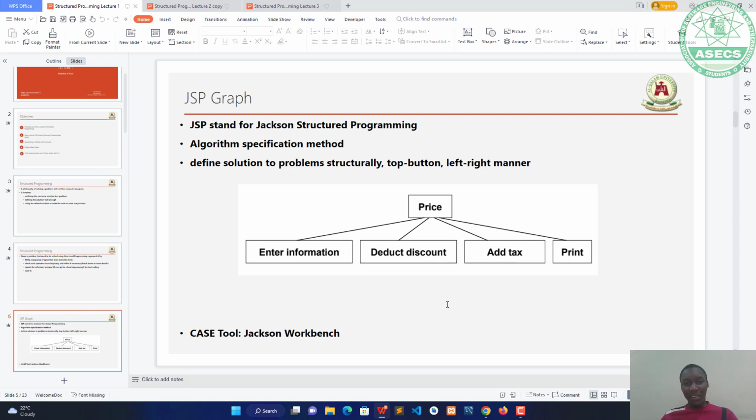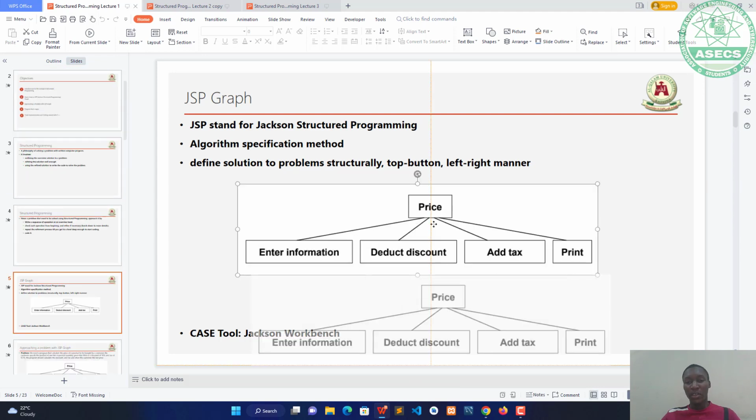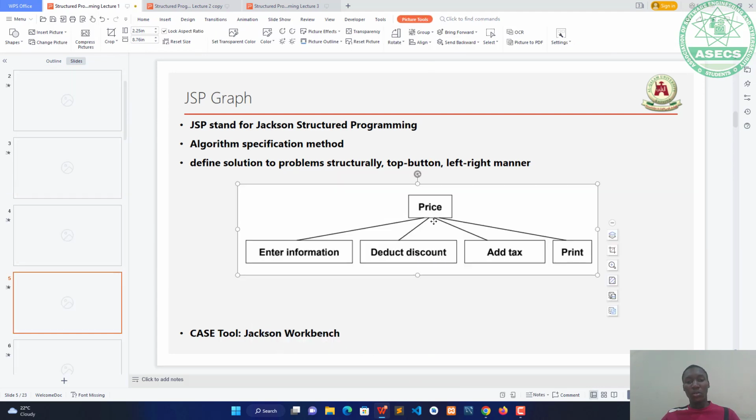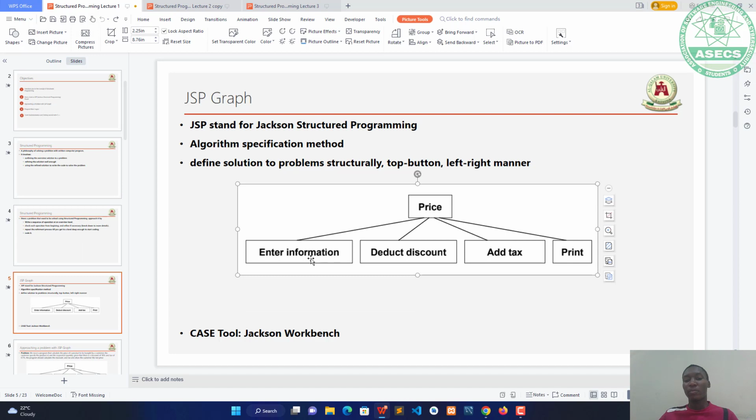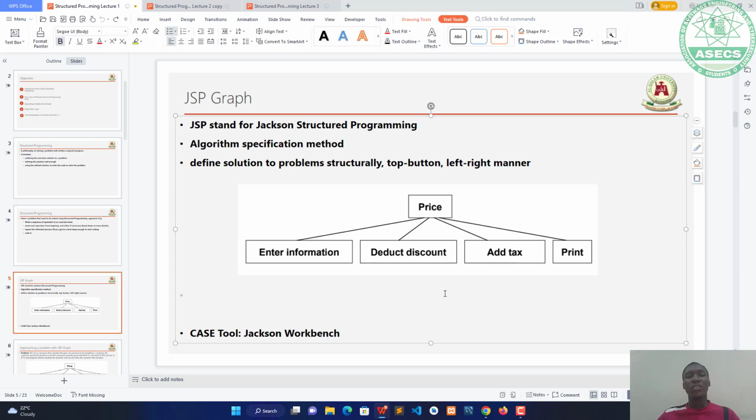As they said, it defines solution to problems structurally, top, bottom, left, right manner. Yana defining solution to problems ne. Wannan problem da ake defining nan structurally or hierarchically from top to bottom. Yana bin mana top to bottom or left, right manner. Something like this. Ya fara ne daga top kuma yana ƙasa. Oh, I'm sorry. Kuma yana ne what left, right manner. Daga hagu zuwa dama ko kuma daga dama zuwa hagu. It can be in whatever way. So shi ne wannan JSP graph nan.